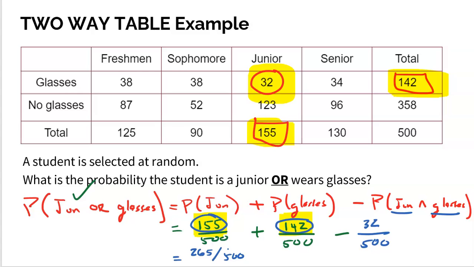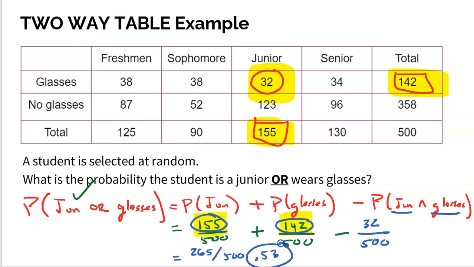And if I want to get a decimal on that, it's 0.53, 53% chance, 53% probability that I reach in and I get a student who is a junior or they're wearing glasses. And I think that this is a great example where we actually see that idea of why we subtract the "and" away. Because you can literally see the 32 kids that got double counted.